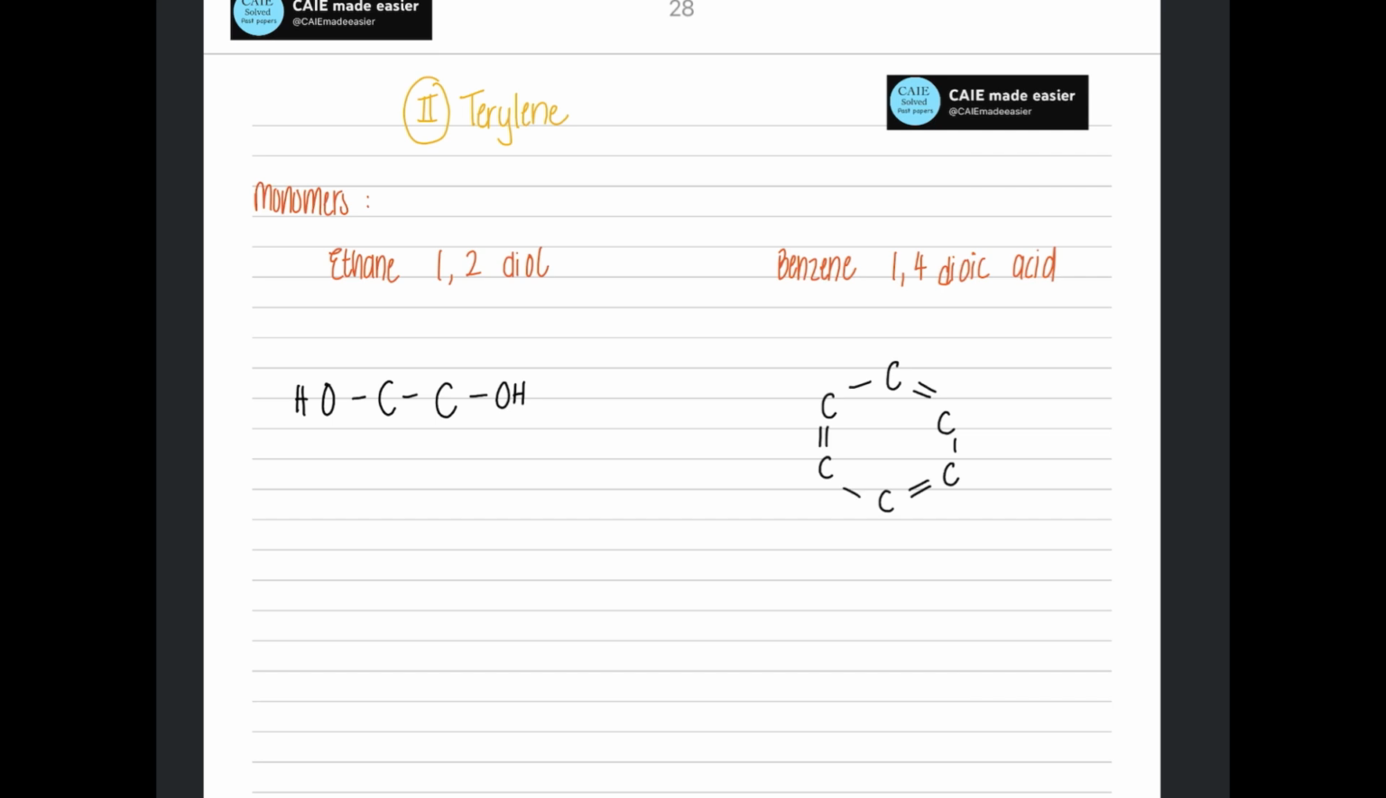single bonds like these. Okay, they're saying the first carbon and fourth carbon have a dioic acid. So we'll add, let's say this is the first acid, carbon 1 has C double bond OH, and then this is 1, 2, 3, 4. The fourth carbon has another acid. The rest of the carbons will have hydrogen. Okay, so these are the two monomers.